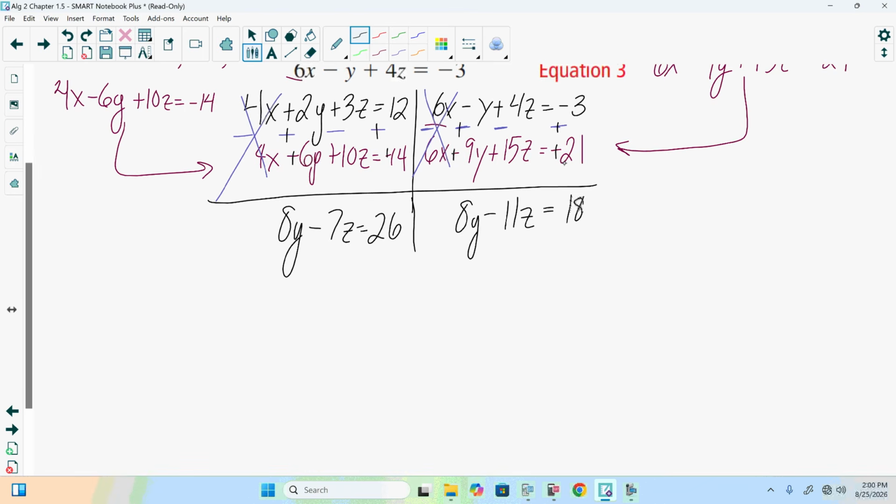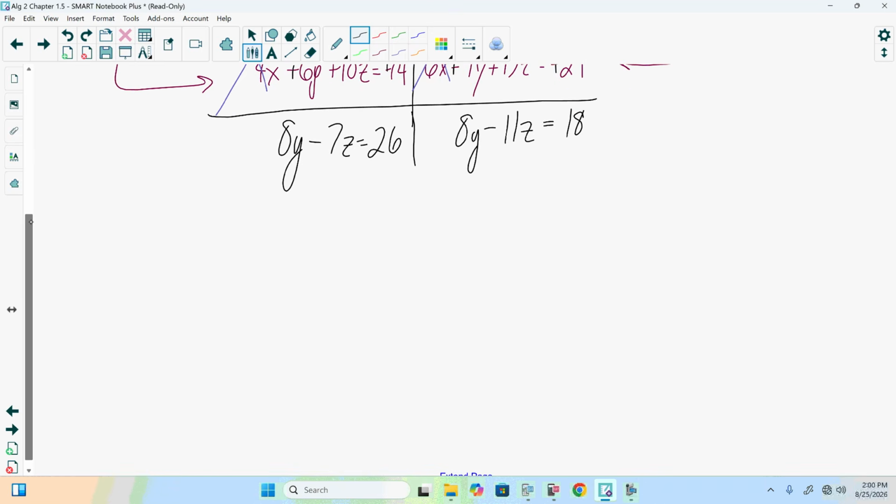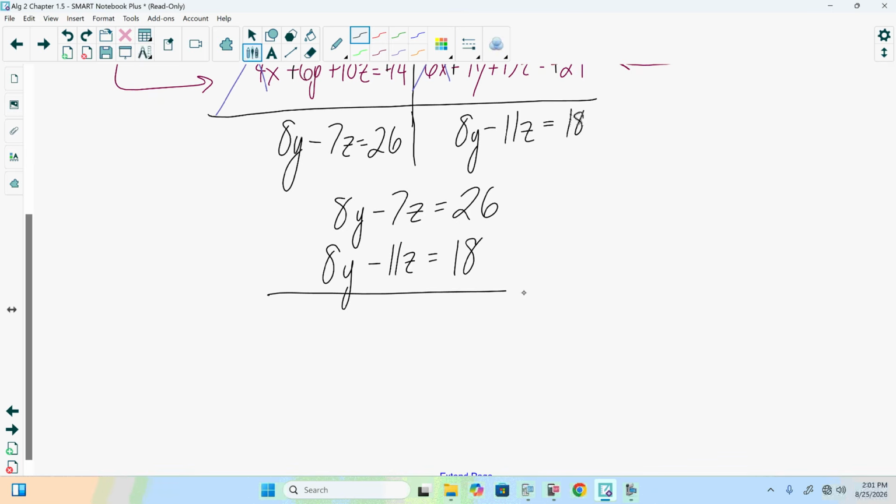If we ever get to a point where 2 or more of them are the same already, might as well use it. Because at this point here, we're just going to line them up. We don't have to do anything to get them to be eliminated. They're already the same. So we just have that set up already. We can go on to the next step and eliminate it.